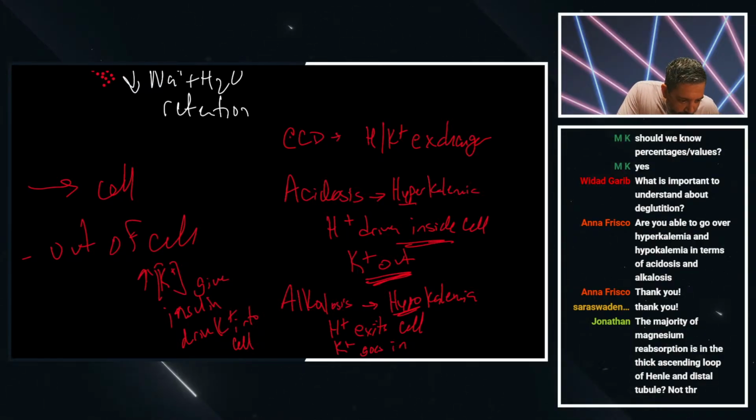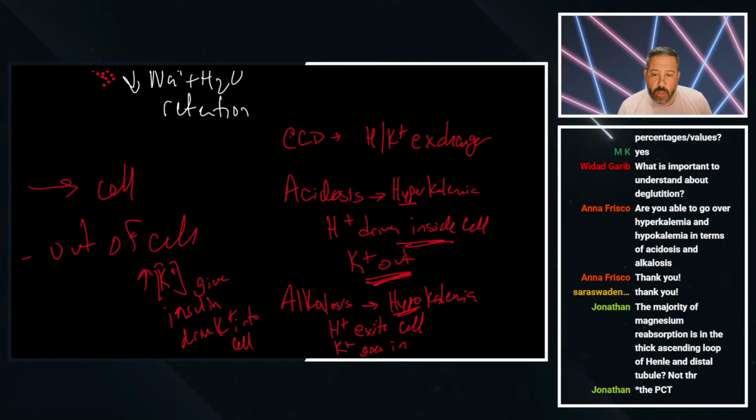The majority of magnesium reabsorption is going to be in that distal tubule. Let me pull up that slide. Thick ascending limb and the distal tubule is where the majority of magnesium is. Yeah, not the proximal convoluted tubule, just the distal.